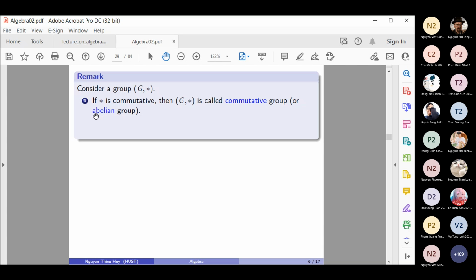abelian group. The name is the same as commutative, but this comes from a famous Norwegian mathematician. This is Abel, or Aben in Norwegian, you know. This is very famous. There is a prize named the Abel Prize for famous mathematicians. Okay, this is the same as commutative. You can say commutative group or abelian group.